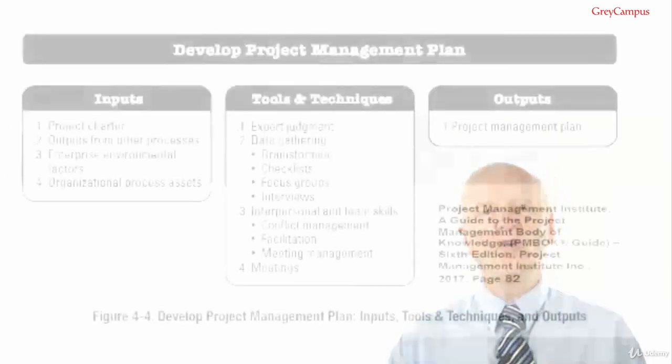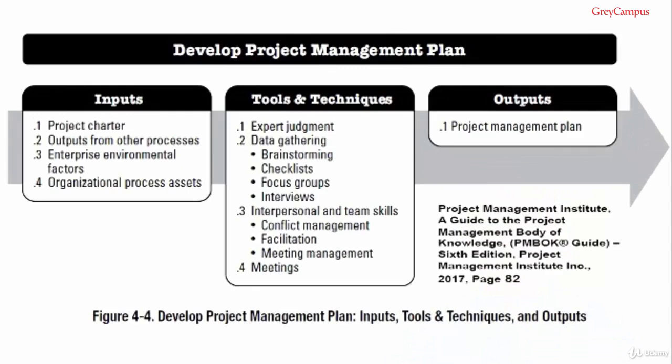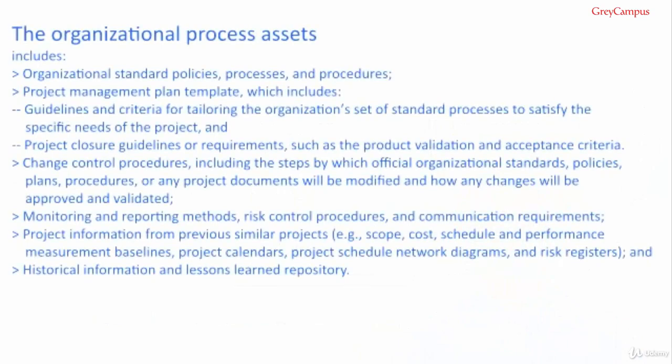Input number 4, organizational process assets, which normally follows enterprise environmental factors in the list of inputs. The organizational process assets that we're looking for in this process would include organizational process policies, processes and procedures. Project management plan template, which includes guidelines and criteria for tailoring the organization's set of standard processes to satisfy the specific needs of the project, and project closure guidelines for requirements such as the product validation and acceptance criteria.